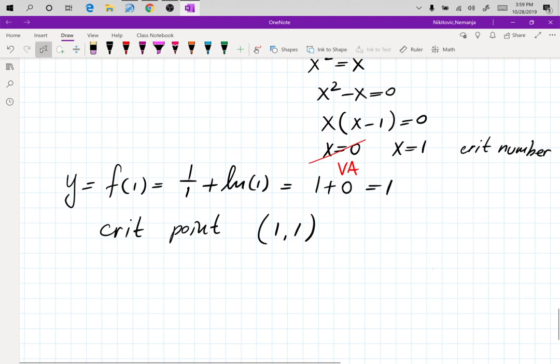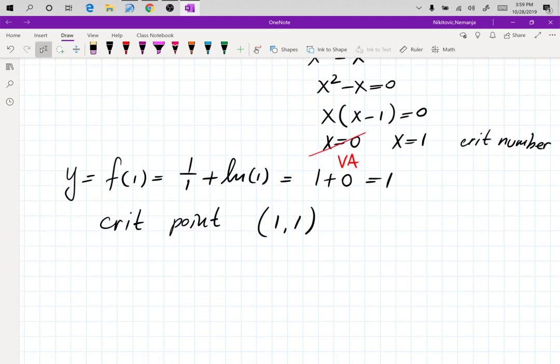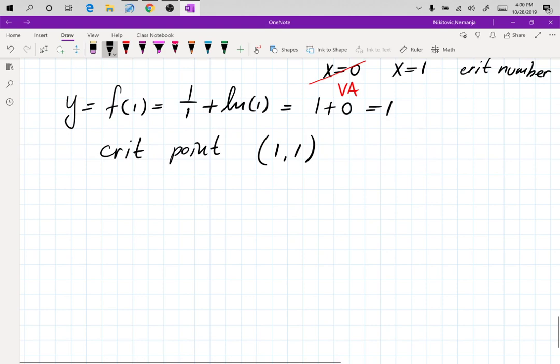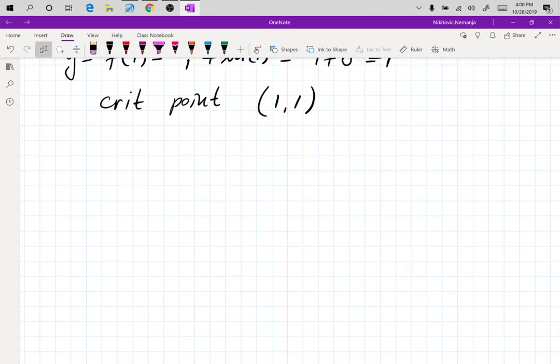So what we should do is calculate the y value of the points that are relatively close to this point, and those y values will be either higher or lower than the y value, which is 1, and then we'll know what (1, 1) is. Let me just tell you what I mean, and then we'll do it.